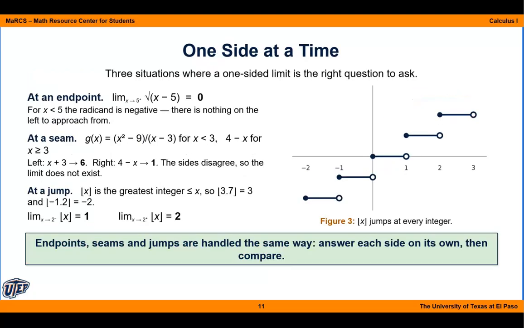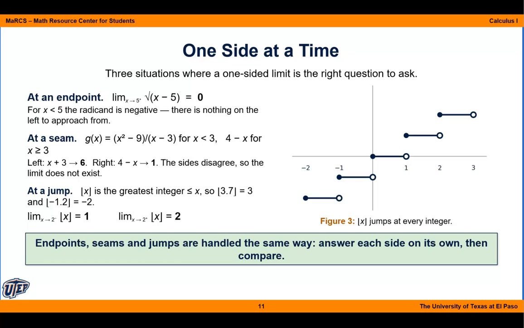Let's look at 3 situations in which one-sided limits are especially useful. The first situation occurs at an endpoint. The square root expression is defined only to the right of 5. The right-hand limit is 0, and there are no domain values immediately to the left from which to approach.